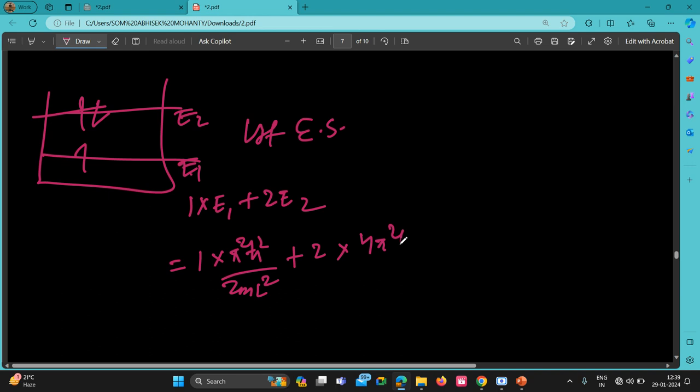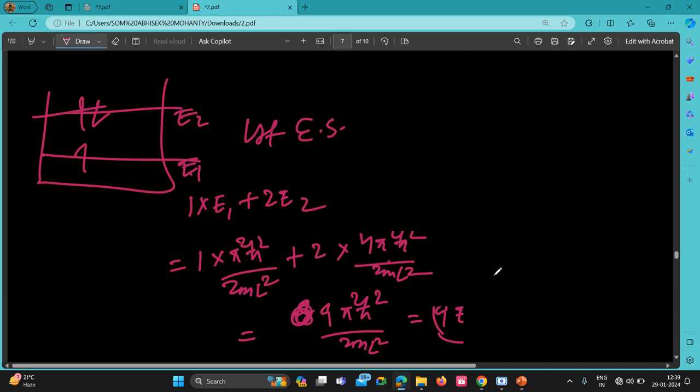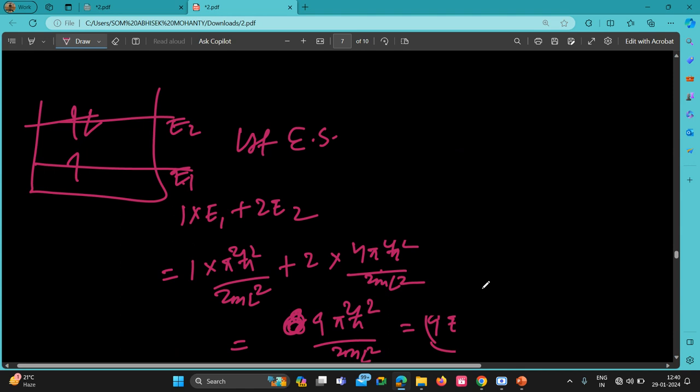So the answer gives me 1 plus 8, that is 9. So 9 pi square h cut square by 2 m L square, which is 9 E naught or 9 E1. Okay, so the answer is this 6 E1 and 9 E1. These are the two answers. I didn't write the options, but these are the two answers, 6 E1 and 9 E1.